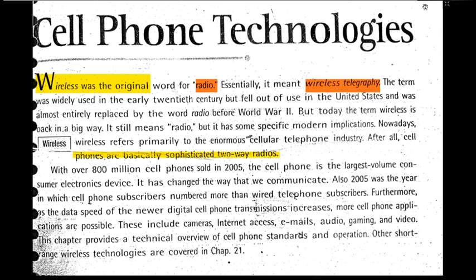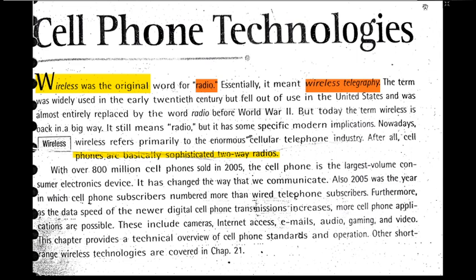Immediately after the pager, the cell phone came to market, and it changed the entire scenario, not only of society but of the business world. So we will be learning how exactly cell phone technology is adopted and how a cell phone works.